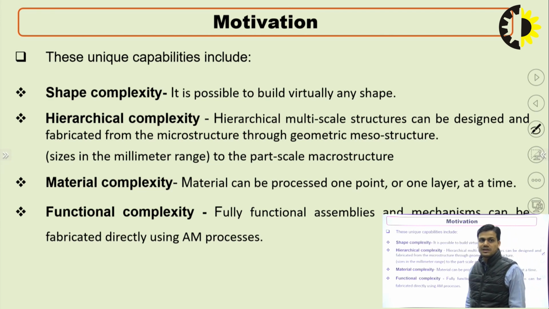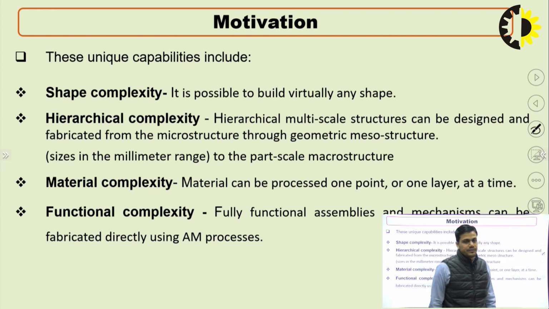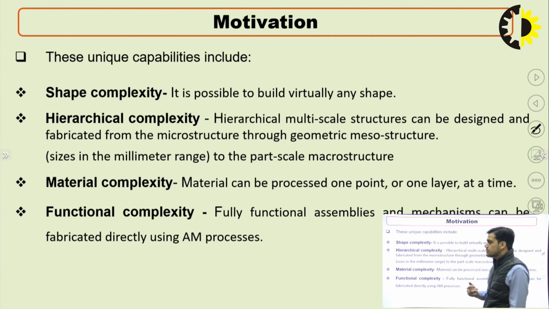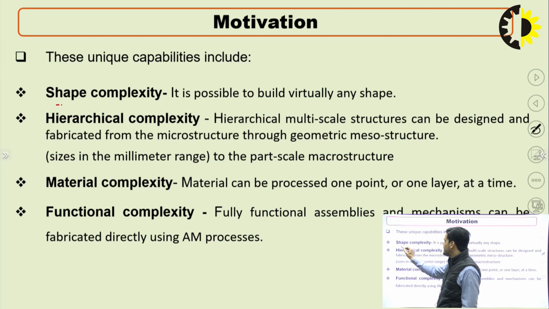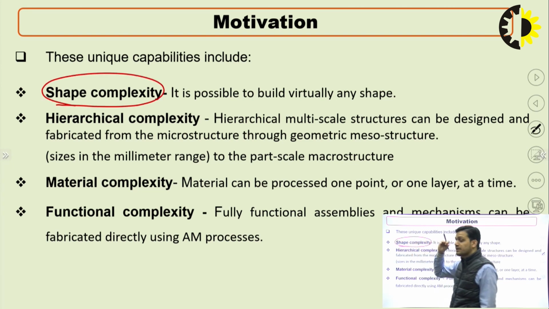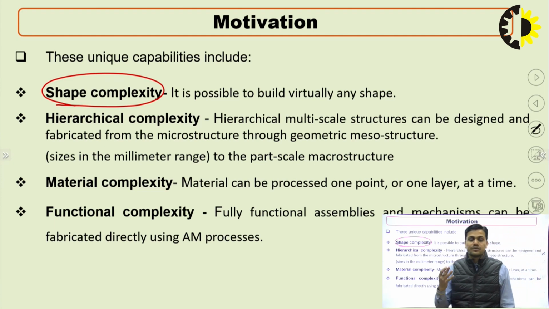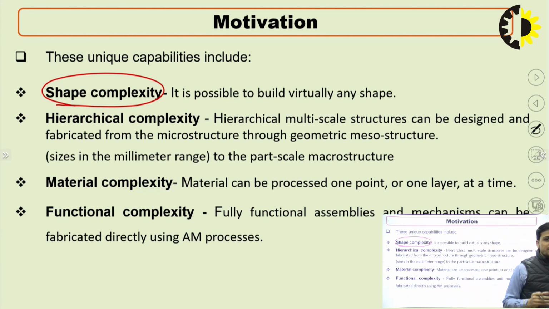The first one is basically the shape complexity. Okay, so it is possible to build virtually any shape, as we have studied about additive manufacturing: whatever you see, you can build. So over here, that suits the shape complexity, meaning whatever you have seen, you can just manufacture that, either by using the CAD model, or if you require, by scanning that particular end use product or any model, you can manufacture it using additive manufacturing.